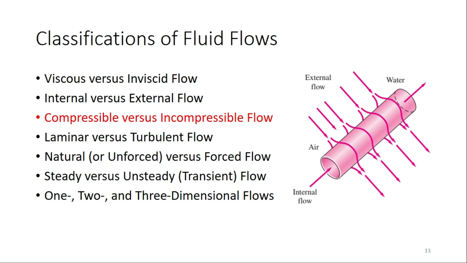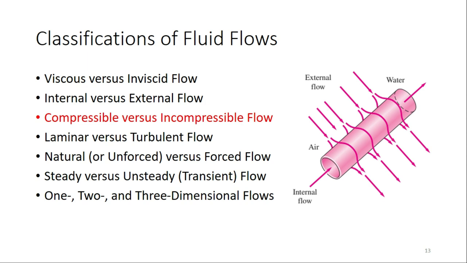A third category of the classification of flows is compressible versus incompressible flow. A fluid flow is classified as compressible or incompressible depending upon the density variation of the fluid during flow. The densities of liquids are essentially constant, and the flow of liquid is typically incompressible. Therefore, liquids are usually classified as incompressible substances. For example, a pressure of 200 atm will cause the density of liquid water at 1 atm to change by only 1%.